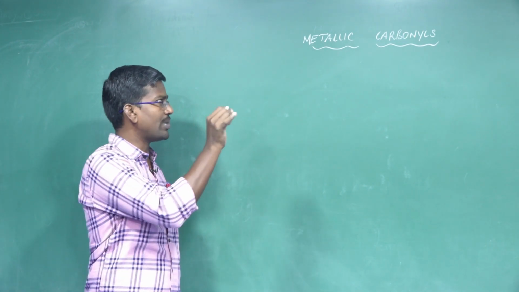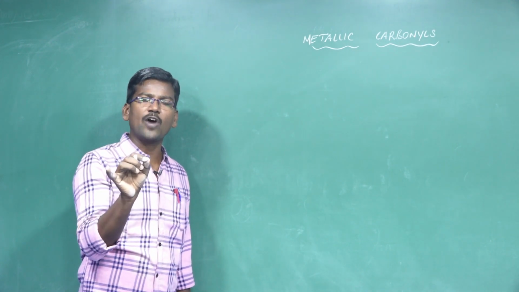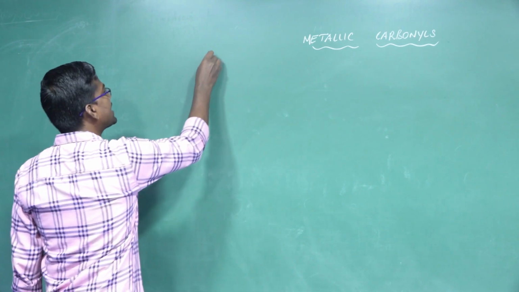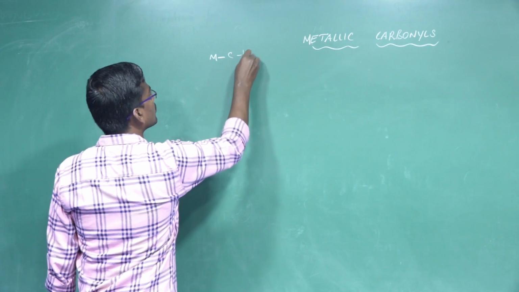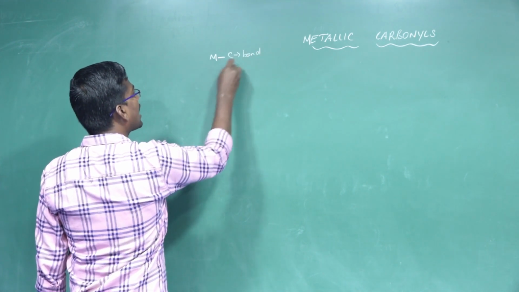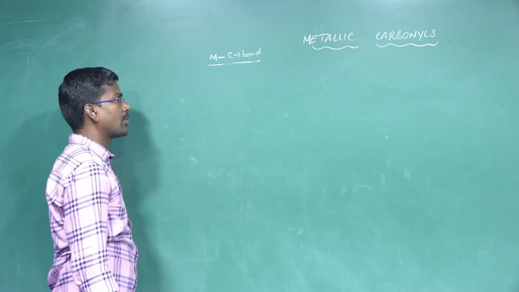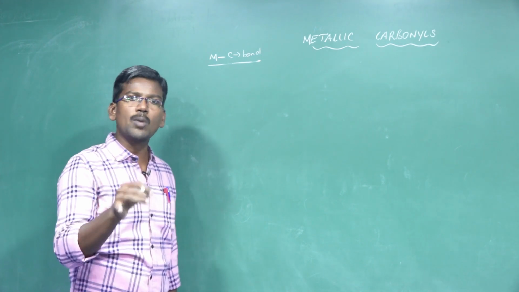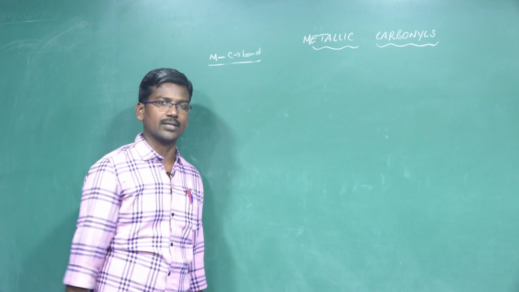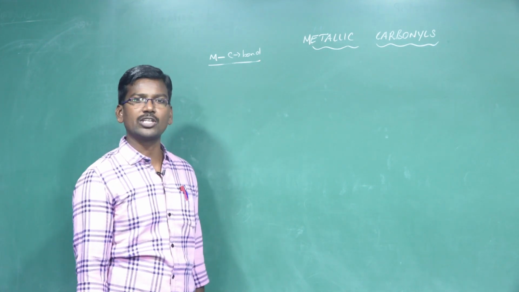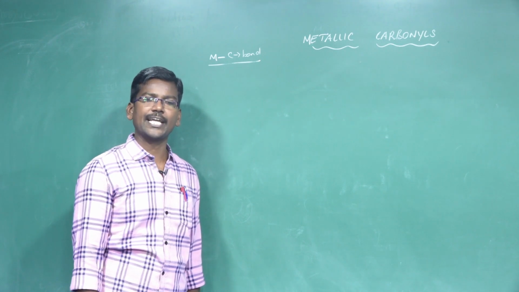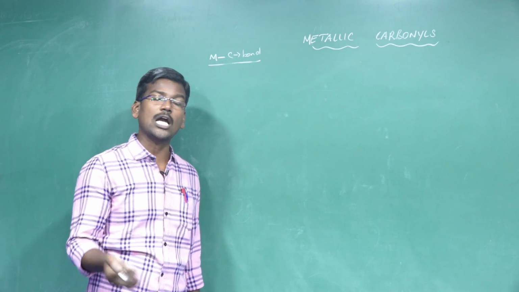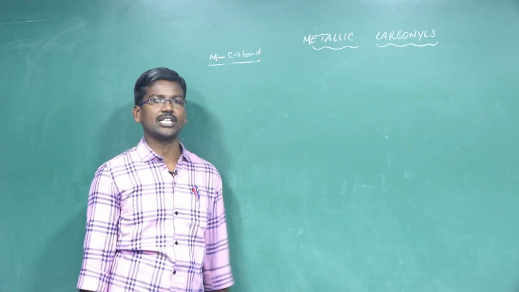So what is the meaning of metallic carbonyl? A metal carbonyl is a transition metal complex of carbon monoxide which contains a metal-carbon bond. Important point: metal-carbon bond. How is the metal-carbon bond formed? Carbon monoxide is a neutral molecule, and it contains excess lone pair electrons. According to ligand field theory or crystal field theory, every metal atom creates vacant orbitals equal to the number of coordination number.